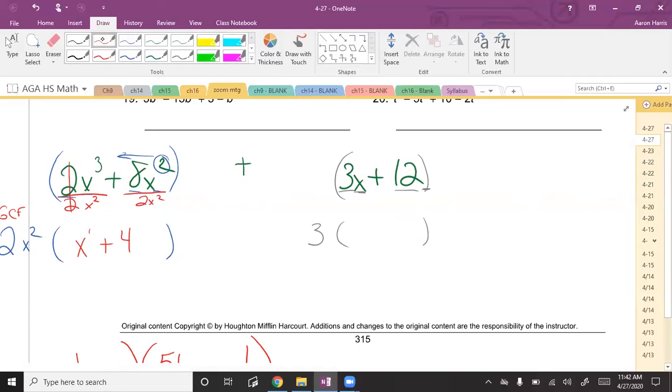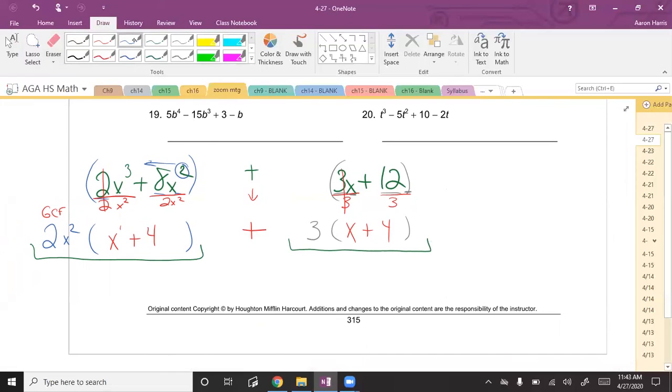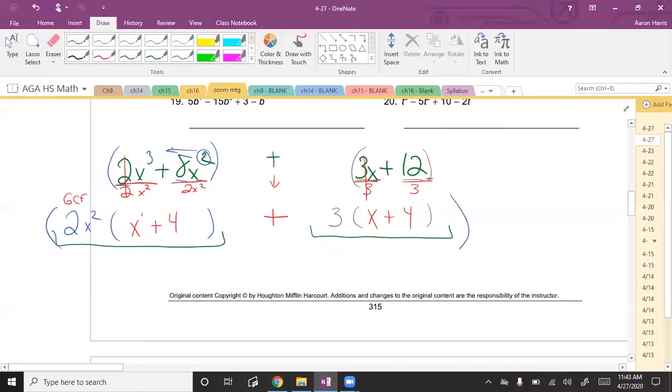And then I take my GCF and I divide into each term. 3 divided by 3 is 1, leaves me with x, plus 12 divided by 3 is 4. Remember this plus sign, plus. So now, if I look, here's one term, here's my other term. What do you see? That's exactly the same. They both have x plus 4. Awesome. So doesn't that become my new GCF?